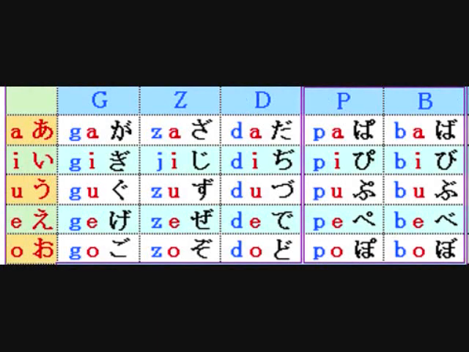You can transcribe 23 additional sounds by adding diacritical marks. With a pair of short diagonal strokes, the unvoiced consonants K, S, T, and H become voiced consonants G, Z, D, and B, respectively. The consonant H changes to P with the addition of a small circle.